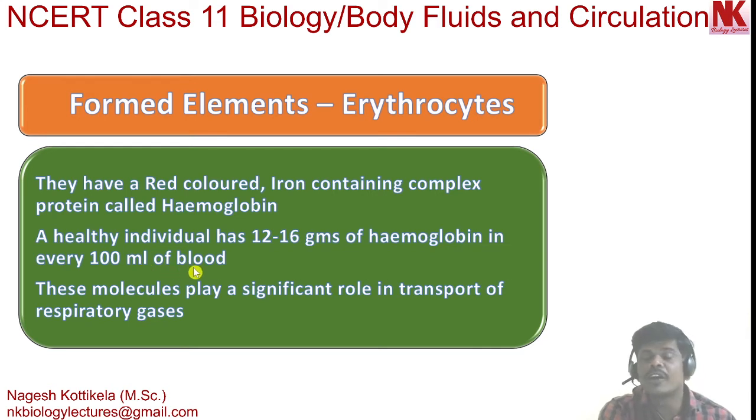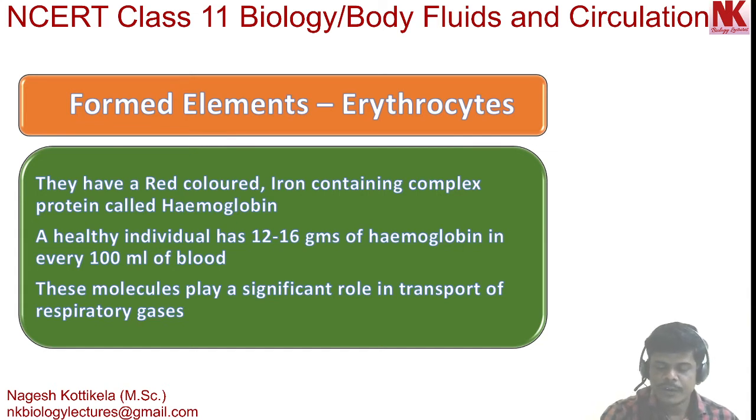Very, very important question for your exams. I repeat this once again. A healthy individual has 12 to 16 grams of hemoglobin in every 100 ml of blood. Now, these hemoglobin molecules play a significant role in transport of respiratory gases, and the respiratory gases are oxygen and carbon dioxide.